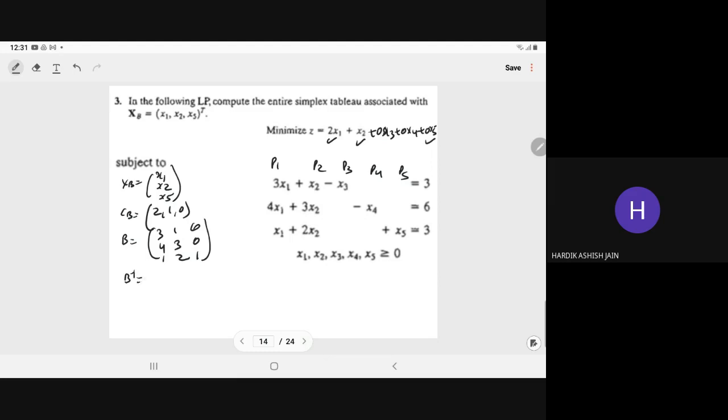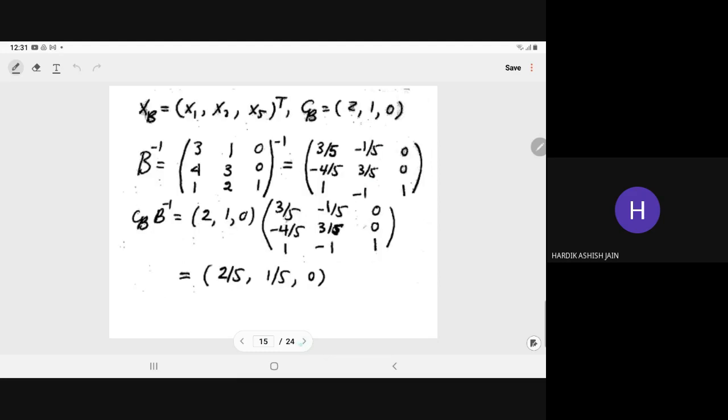Then we compute the B inverse. You know how to compute B inverse, so please revise, because most of the time we have observed that students do not know how to compute the inverse. So this is the B inverse: 3 by 5, minus 1 by 5, 0, minus 4 by 5, 3 by 5, 0, 1, minus 1, 1. That is your B inverse.